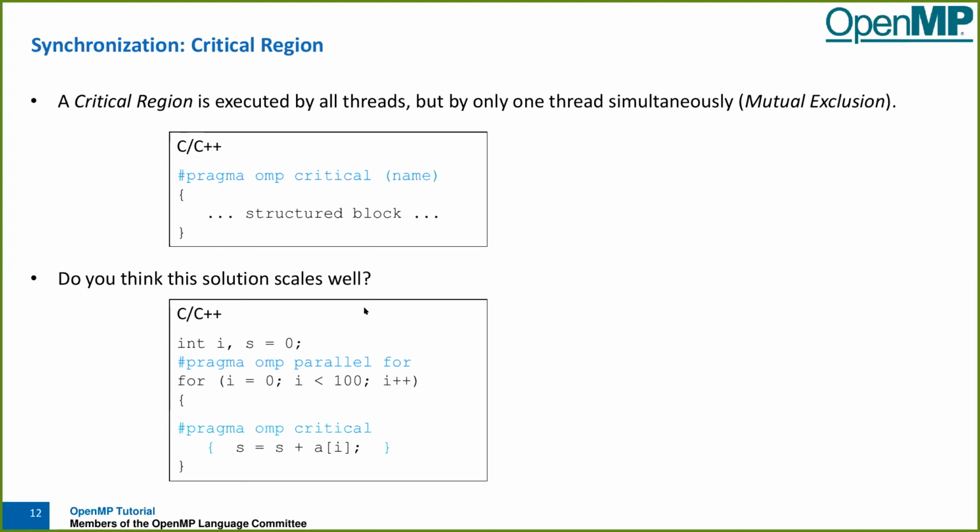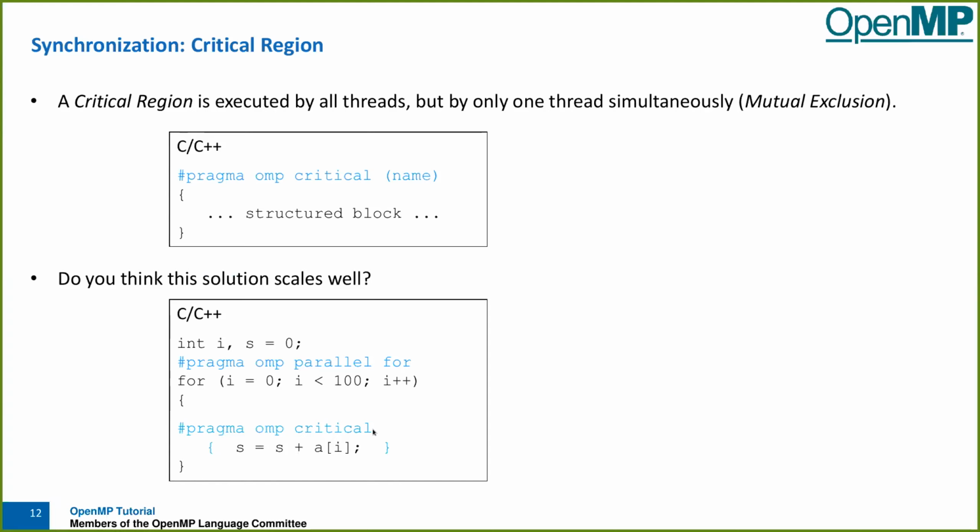Having learned about this, we can address a problem that I explained earlier. So we can make sure that only one thread executes this update of the variable s, or the accumulation of array A. Do you think that solution scales well? Well, if you would execute it on a Windows machine and take a look at the task manager, you would see that all the threads are busy. But if you would measure the time, you would actually see that the more threads you take, the slower your program gets. That means it will take longer to be executed.